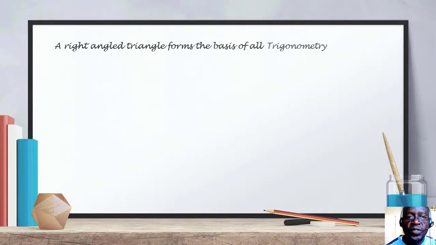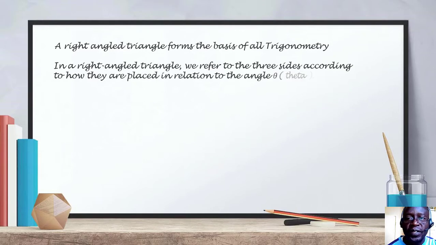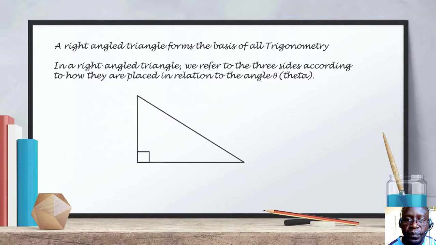A right-angled triangle forms the basis of all trigonometry. In a right-angled triangle, we refer to the sides according to how they are placed in relation to the angle theta. Here's a right-angled triangle, and consider the angle theta on the right-hand here.